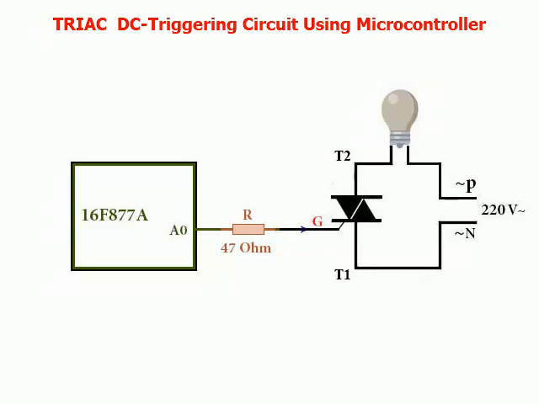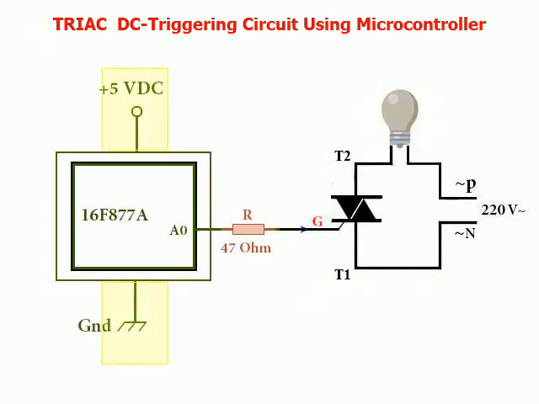In this circuit, there are two different sources of power supply. The 5-volt DC power supply, for the electronic circuit elements, and the 220-volt AC, 50 Hz power supply, for powering the device. The microcontroller triggers the TRIAC with a positive pulse on the gate.